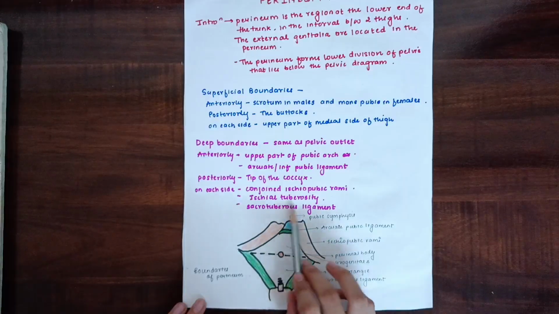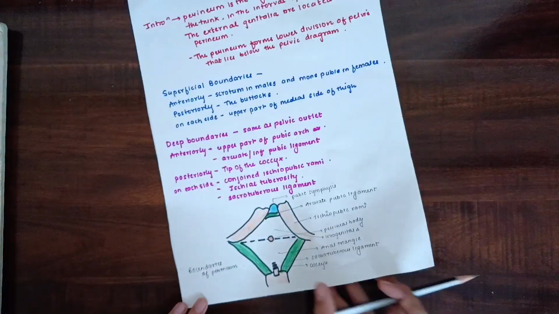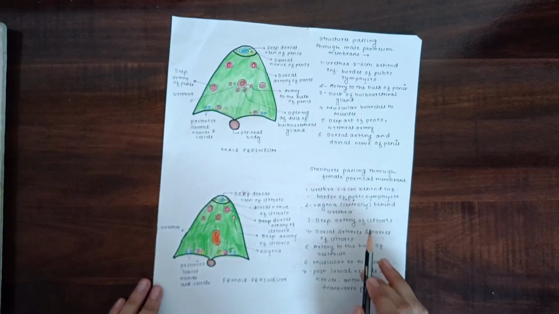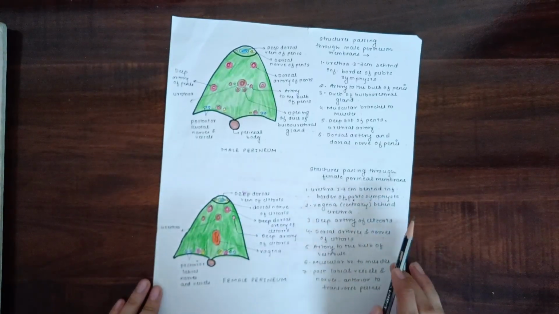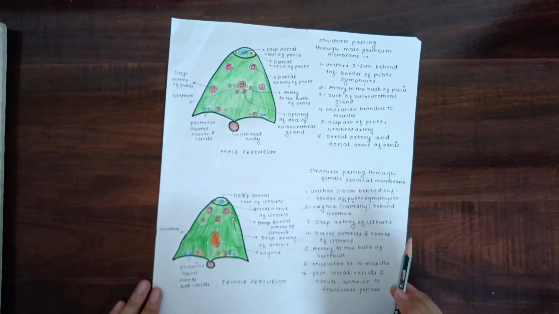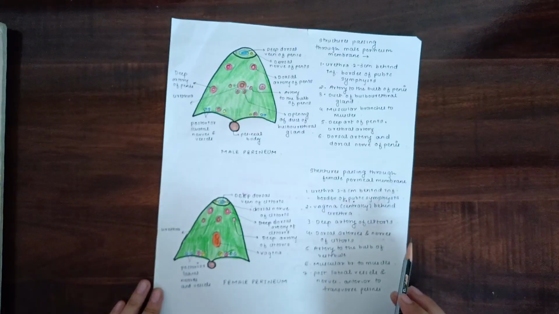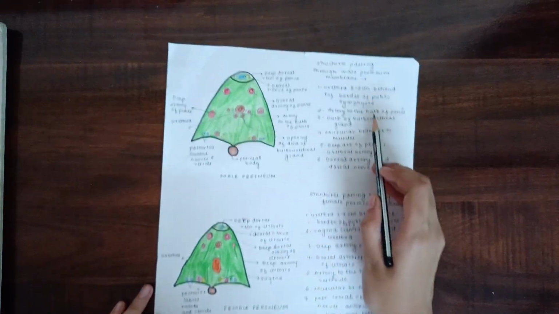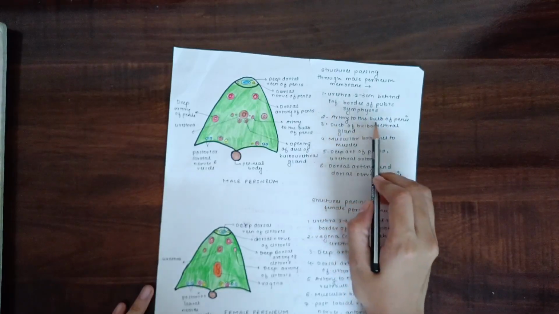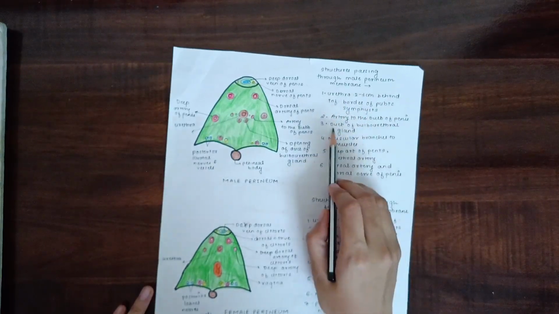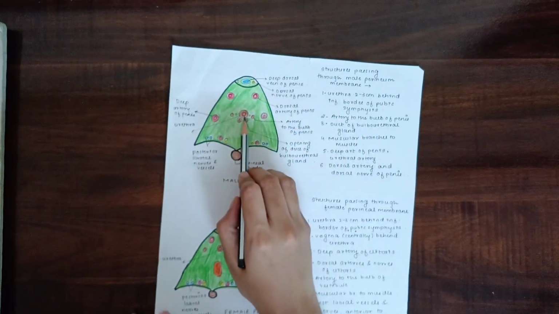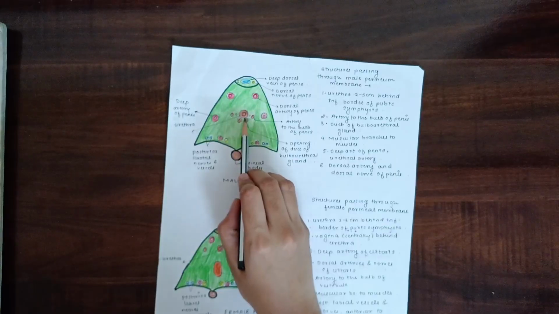and ischial tuberosity. Now, we have different structures in male perineum and in female perineum. As we all know, the female reproductive system and male reproductive system are different from each other. So the structures which are passing through the male perineal membrane are urethra, that is 2 to 3 centimeter behind the inferior border of pubic symphysis, then artery to the bulb of penis, then duct of the bulbourethral gland. This is urethra, which is 2 to 3 centimeter behind the inferior border of the pubic symphysis.